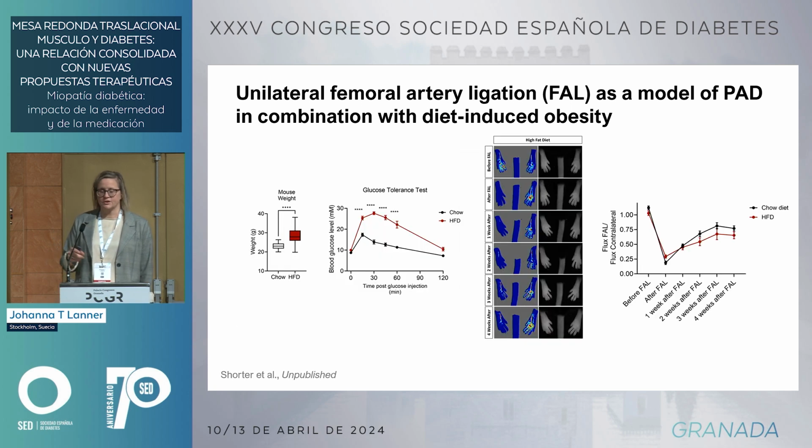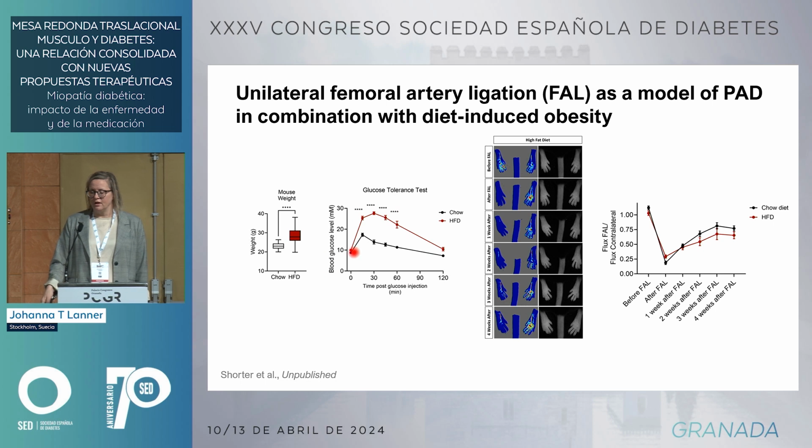And just to show you that, of course, the mice given the high-fat diet got obese, and they also got reduced glucose tolerance, the same as Lykke showed you. You give a glucose bolus, and then you see how fast the body can clear it. And here also, this is the blood flow.